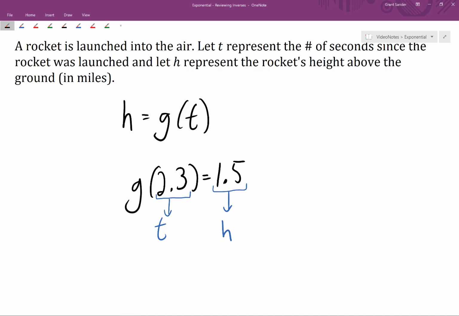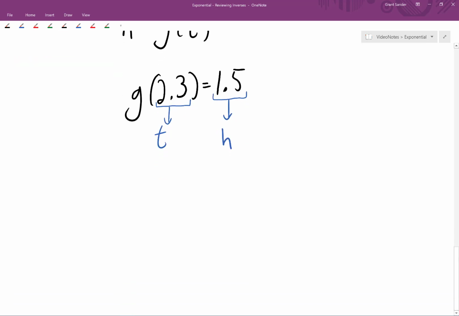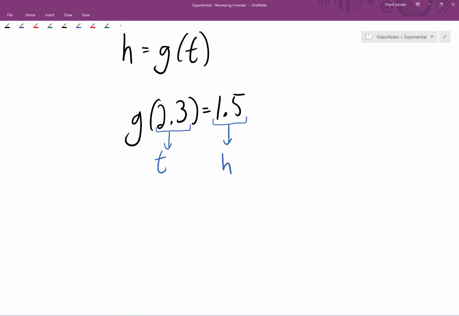Let's also assume that t is a function of h, or the time since the rocket was launched is a function of the rocket's height. So if t is a function of h, that means this function g has a function inverse. So we have this function inverse g inverse. We need to think about what the input of g inverse is and what the output is.